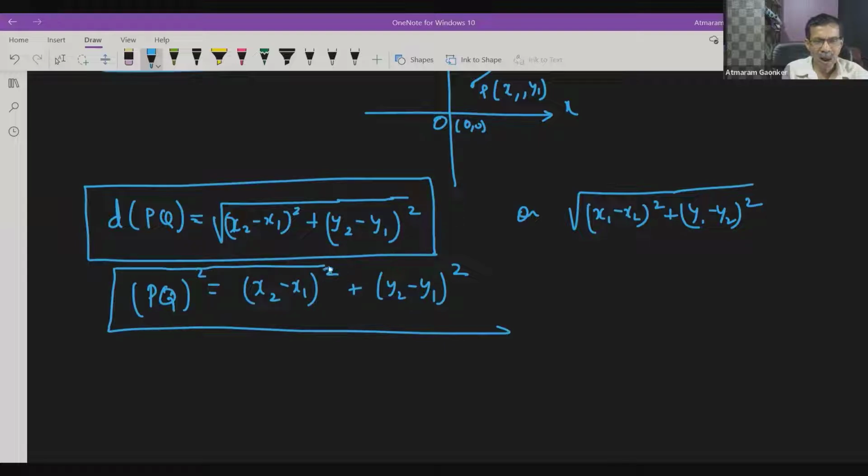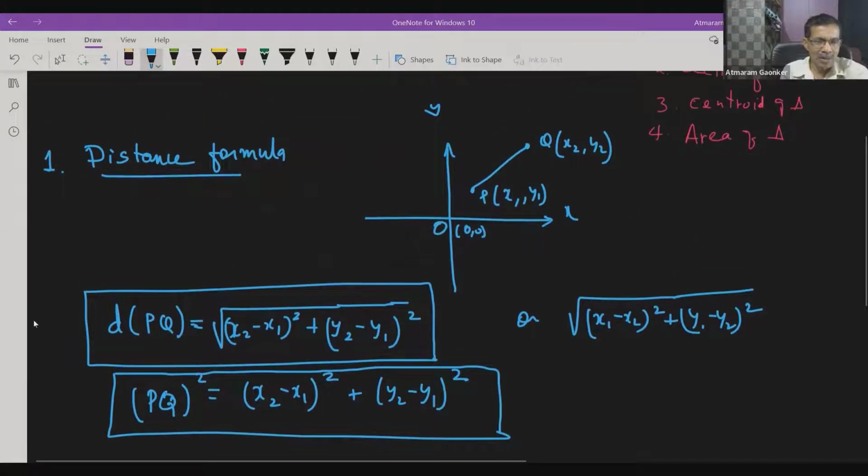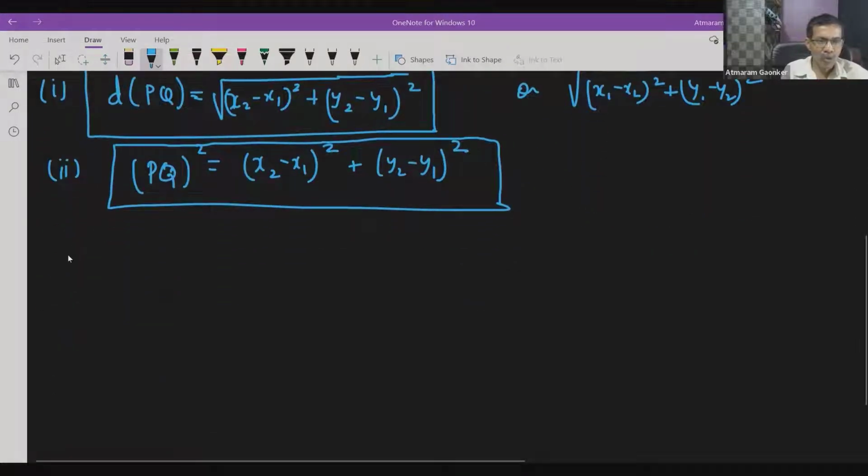The first formula and the second formula are the same, because I have squared the left hand side and squared the right hand side. The square of a square root will vanish, so the first two formulas are the same. So under the distance formula, I will write this as the first formula, this as the second formula, and there is one more formula, the third formula.